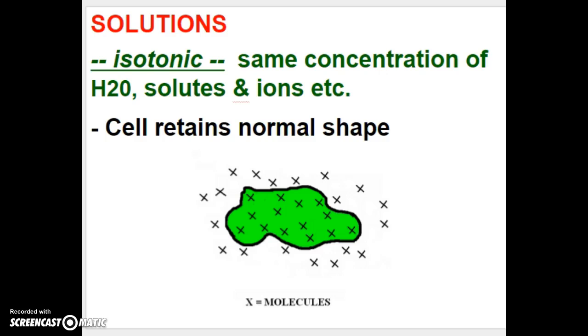An isotonic cell, iso means the same. So isotonic will have the same concentration of water or solutes or ions, what have you. The cell will stay in its normal shape in an isotonic solution. Cells want to be in an isotonic solution. An isotonic solution is homeostasis for a cell.